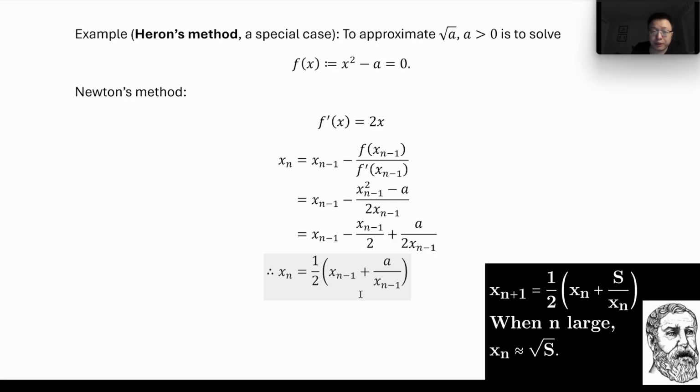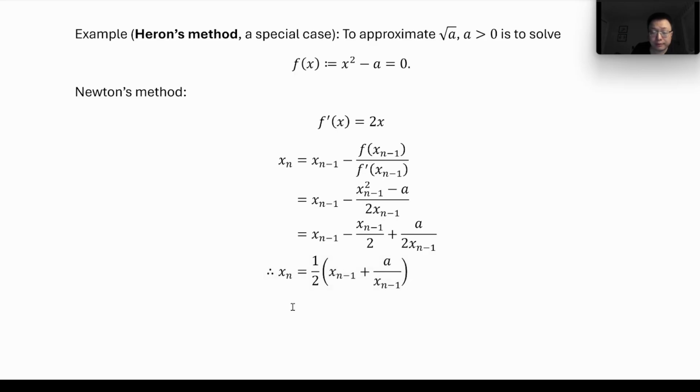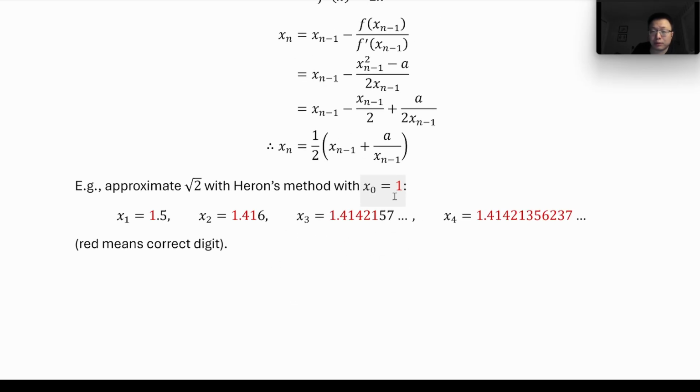And in my old video on Heron's method, I actually proved this sequence converges. Link in the video description. And here's a quick example to approximate the square root of 2 with x0 equals 1. The red digits are the correct digits.